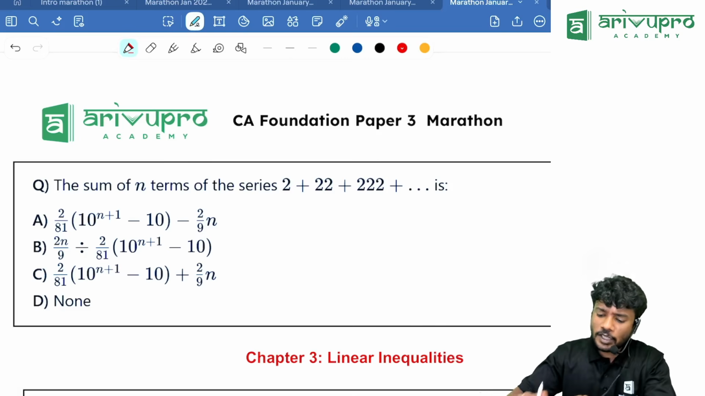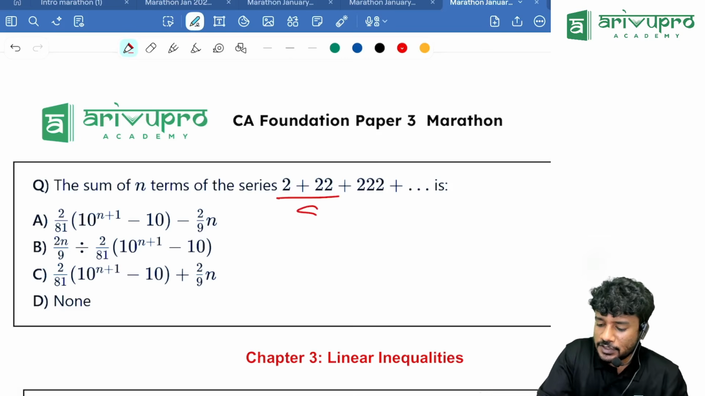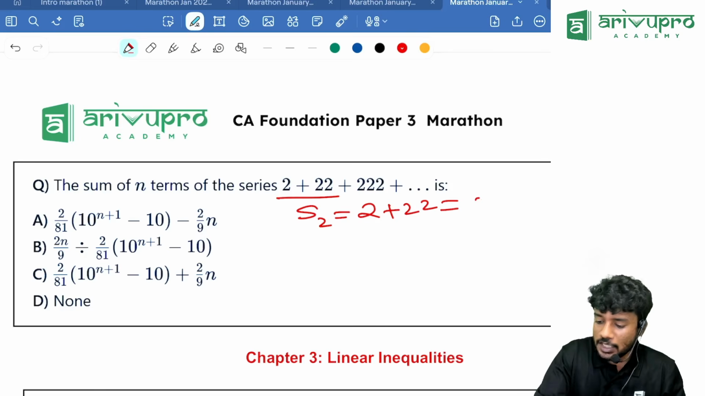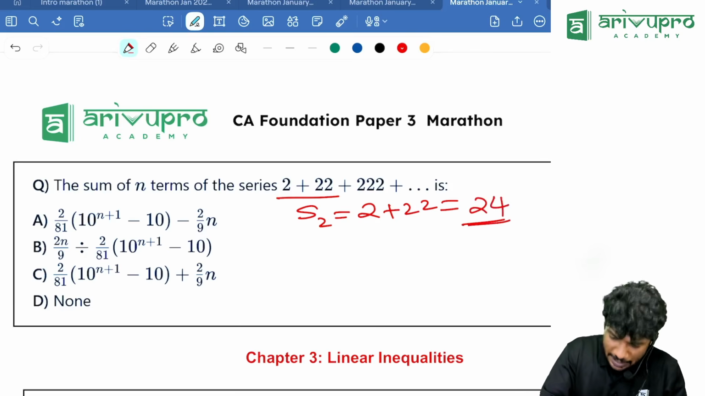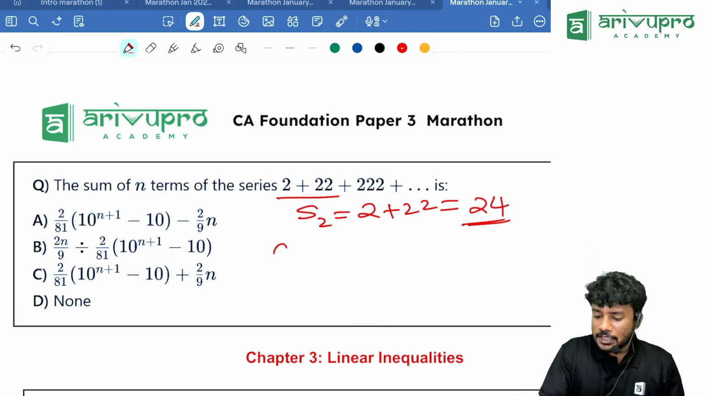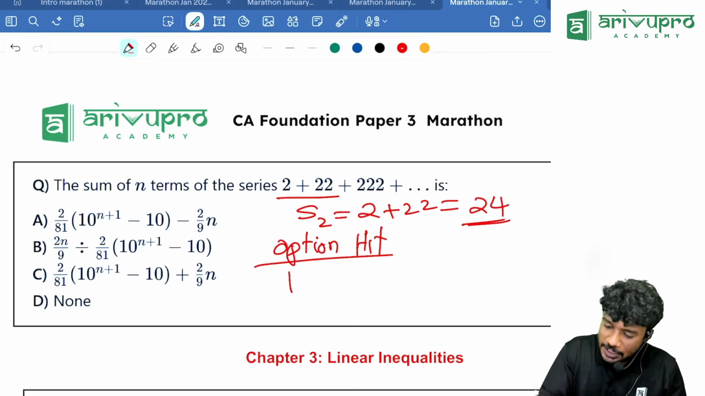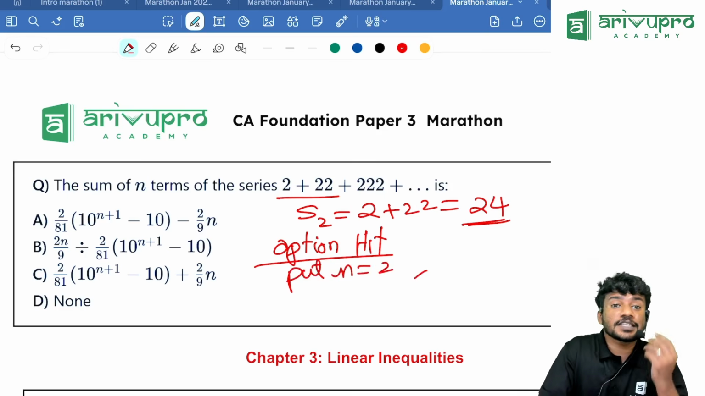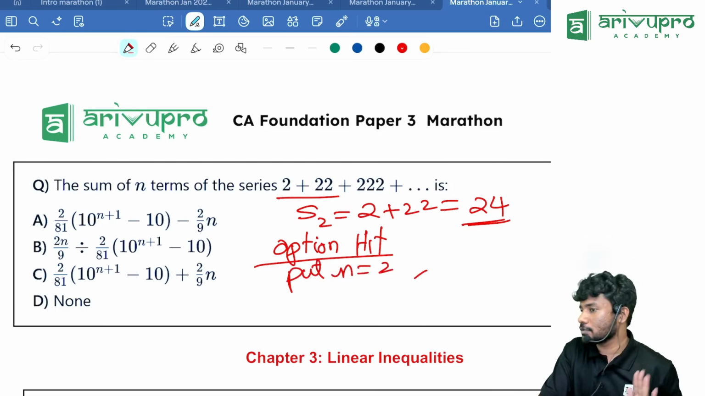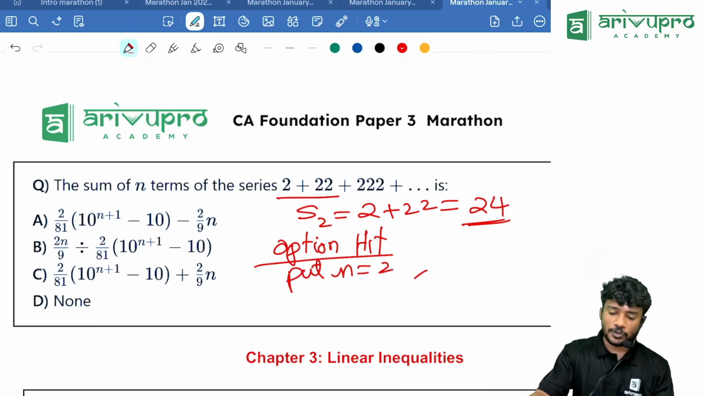What is the sum of 2 terms of this series? 2 is how much? 2 plus 22, which is equal to how much? 24. Now, option hit and check. Put n equal to 2 and whichever option gives you 24, that's your answer. Okay, check one by one.